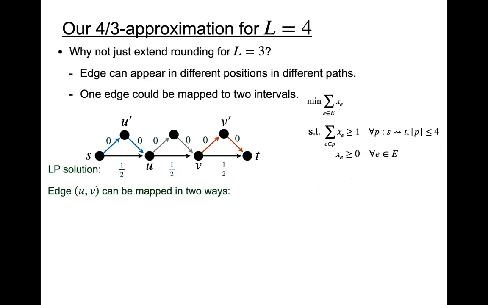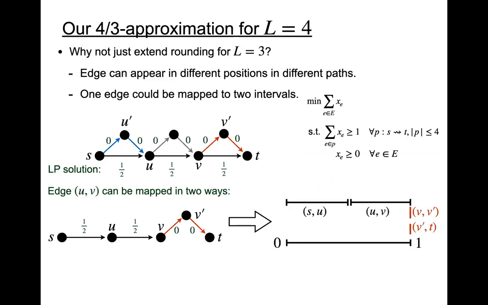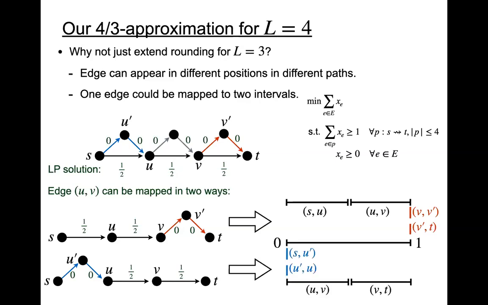But more to the point, the middle edge, UV, can be mapped in 2 different ways to an interval, right? So if we think of UV as the second edge in a path from S to T, such as this path, then we would want to map UV to the interval [1/2, 1]. But if we think of UV as the second to last edge in a path, for example, this path, then the natural mapping would be to map UV to the interval [0, 1/2]. So two completely different intervals corresponding to this edge.